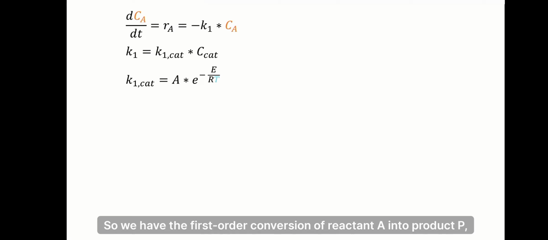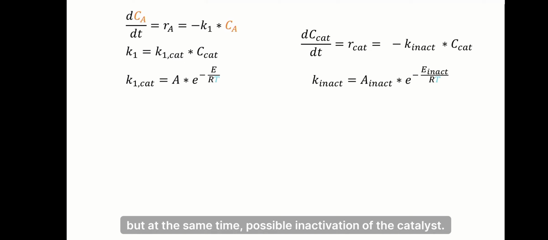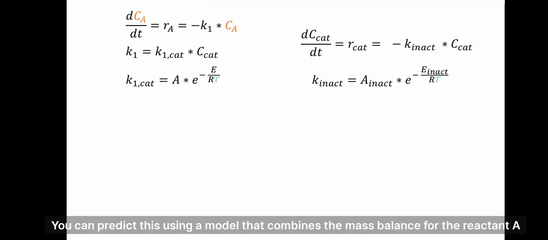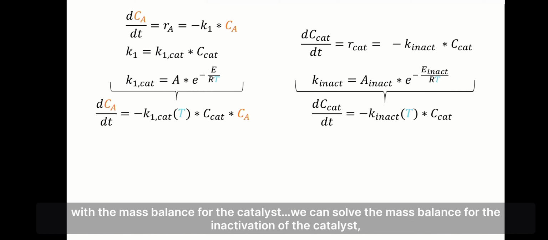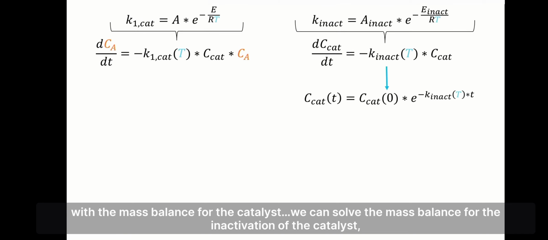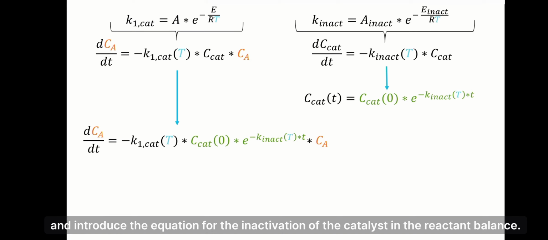So we have the first-order conversion of reactant A into product P, but at the same time, possible inactivation of the catalyst. The simultaneous inactivation will slow down the overall rate of the conversion reaction. You can predict this using a model that combines the mass balance for the reactant A with the mass balance for the catalyst. We can solve the mass balance for the inactivation of the catalyst and introduce the equation for the inactivation of the catalyst in the reactant balance.